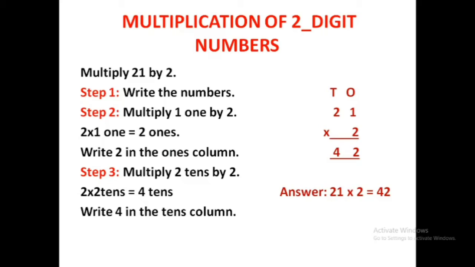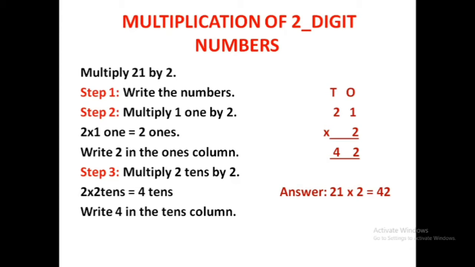Multiplication of two-digit numbers. Let us multiply 21 by 2. First we have to write the numbers, 21 into 2. Now we will multiply ones place numbers. Multiply 1 one by 2. 2 into 1 one is equal to 2 ones. Write 2 in the ones column.